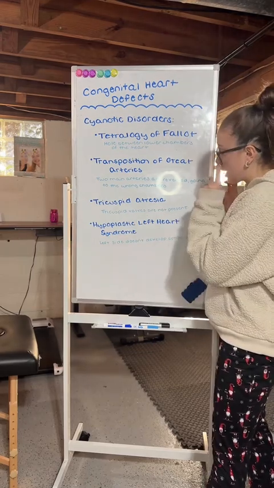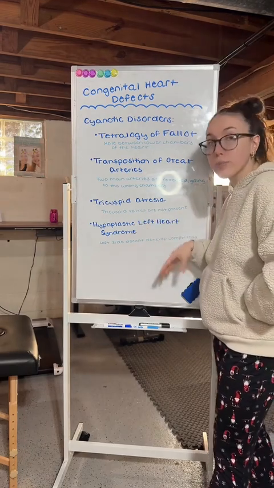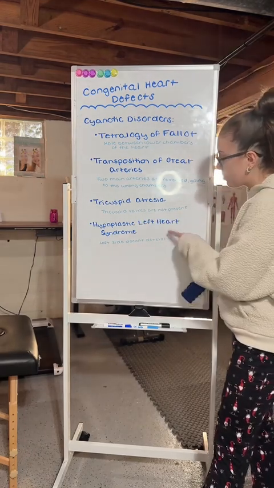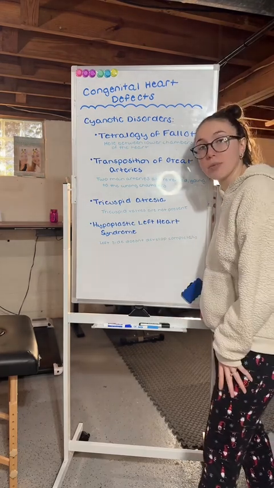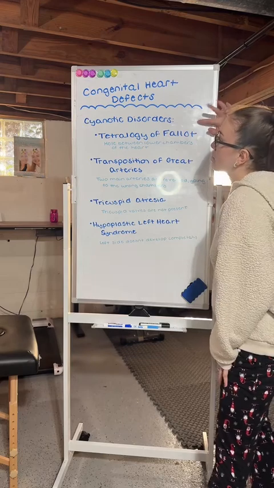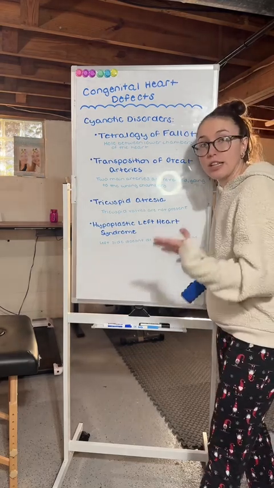The next one is tricuspid atresia, and this simply means that the tricuspid valves are not present. And then the last one is hypoplastic left heart syndrome, and this means that the left side of the heart did not develop completely. Now remember, these are all cyanotic disorders, so these will result in cyanosis or deoxygenation.